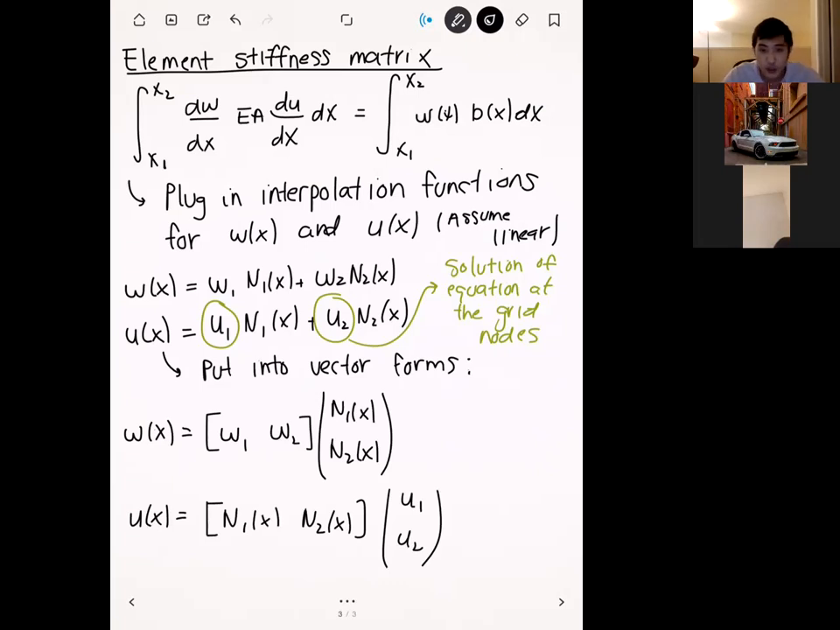The reason we do this is so that, in the end, we'll be able to compute a stiffness matrix from it. What you'll see is that the convention for w and u here is reversed. For w, we have w1, w2 in the row vector, and for u, we have N1, N2 in the row vector. In the end, you multiply them and get the same thing, but the reason we do this is to help us form a stiffness matrix.